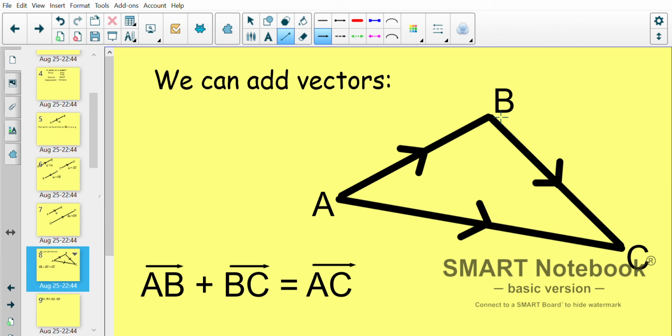Okay? So that is the idea of adding vectors. It doesn't matter where you start, where you end. It doesn't matter where you go in the middle. What matters is where you start and where you end.